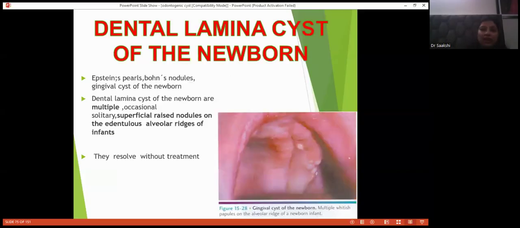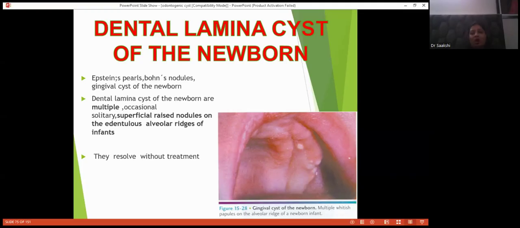The next cyst is your dental lamina cyst of the newborn. It is also called as Epstein pearls or Bohn's nodules. Now, dental lamina cyst of the newborn, they are multiple, occasionally solitary, superficial raised nodules on the edentulous alveolar ridge of infants. You can see ये छोटे छोटे यहाँ पे आप देख रहे हो, nodules, these are the dental lamina cyst of the newborn.